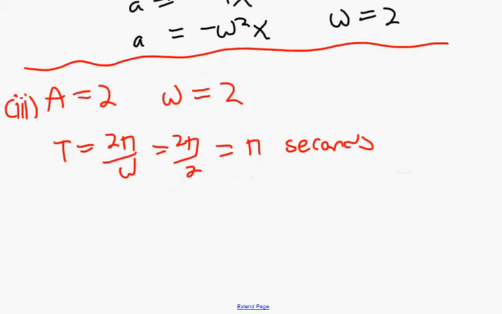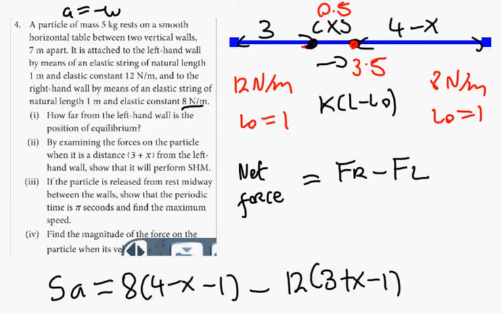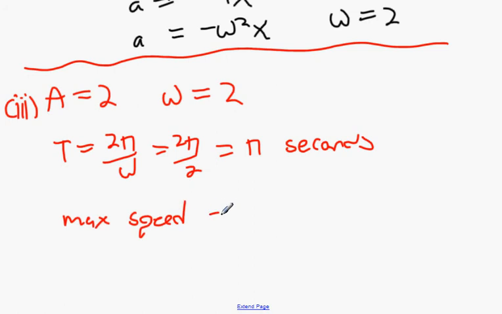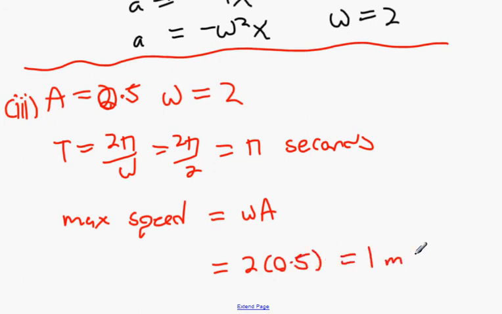What's the next part of number 3? We have to find the maximum speed. What's the formula for maximum speed? Max speed equals omega A, which is going to be 2 times, sorry, A is 0.5. It's not 2, it's 0.5. So 2 times 0.5, which is 1 meter per second. Okay, next part.